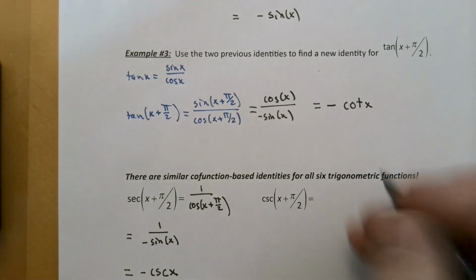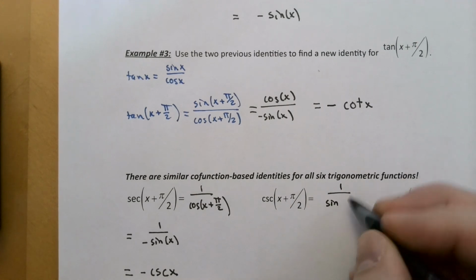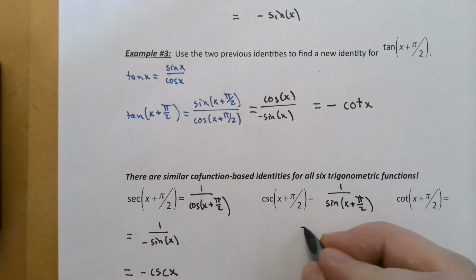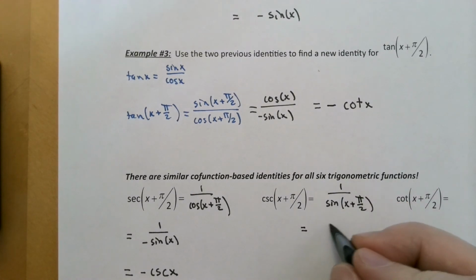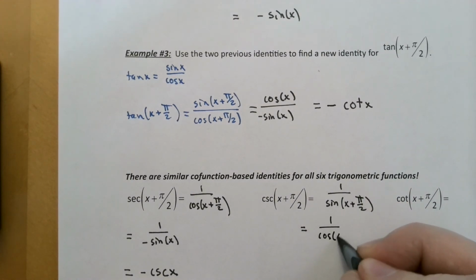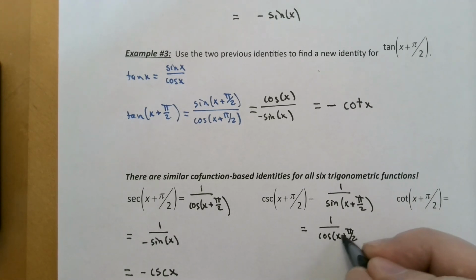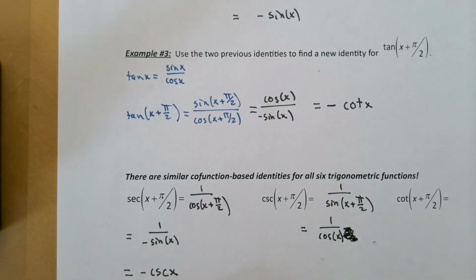All right, this one is 1 over sine of x plus pi halves. From above, we knew that sine of x plus pi halves was really cosine x. Sine of x plus pi halves was just cosine, so this is 1 over cosine. And then we know that 1 over cosine is really just secant x.